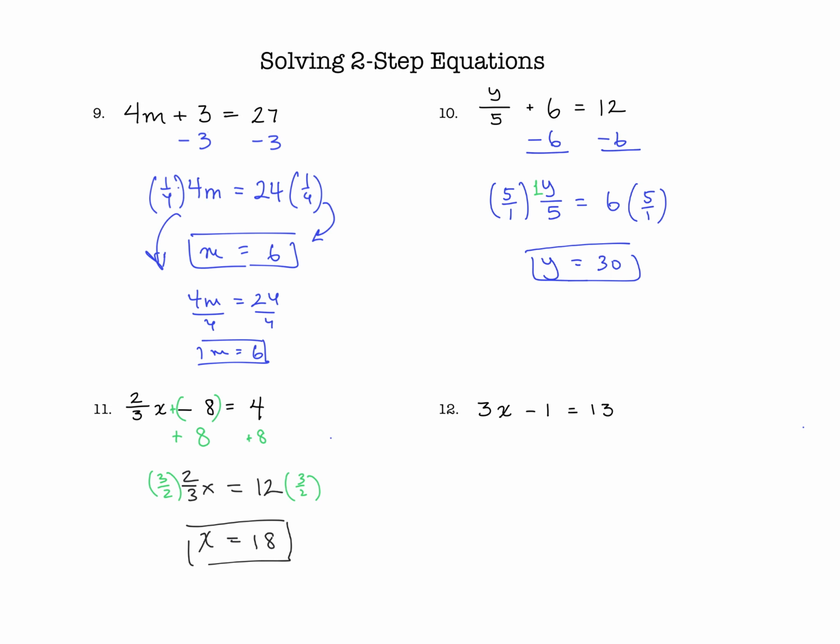Okay. So on to the last one, which is number 12. Nope, we got 3 more, sorry. So on to number 12. Number 12 says 3x minus 1 is equivalent to 13.